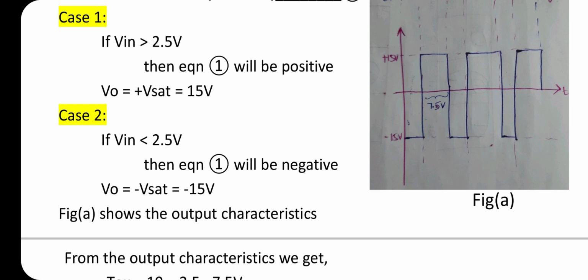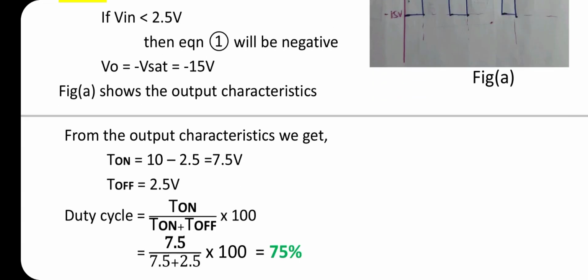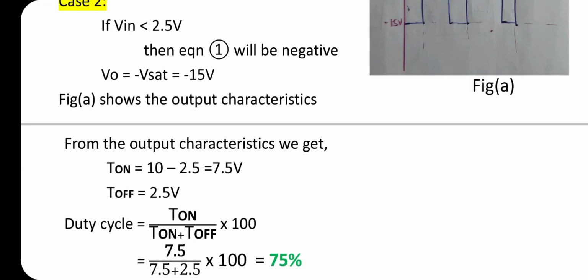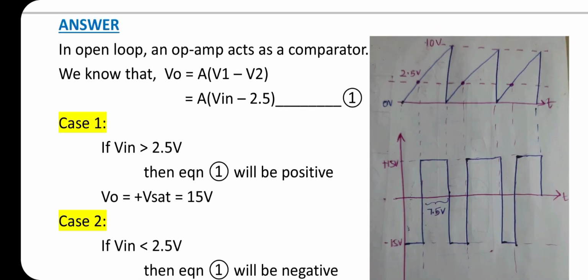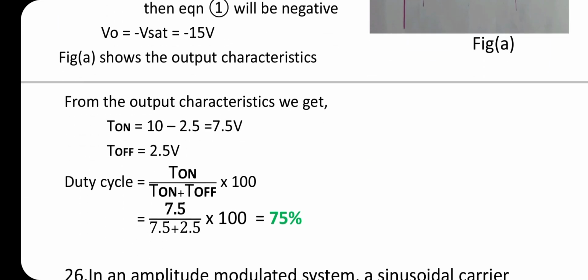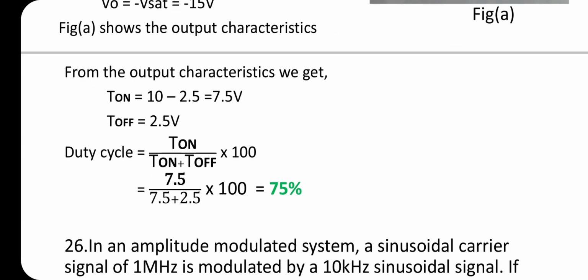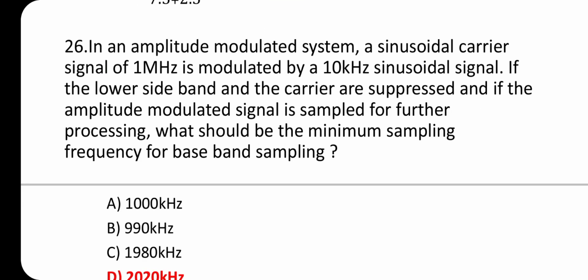Figure A shows the output characteristics we drew according to case 1 and case 2. From the output characteristics, we get T on equal to 10 minus 2.5 volt, which is equal to 7.5 volt. T off equal to 2.5 volt. Therefore, duty cycle equal to T on by (T on plus T off) into 100, which is equal to 7.5 divided by (7.5 plus 2.5) into 100, which is 75%.